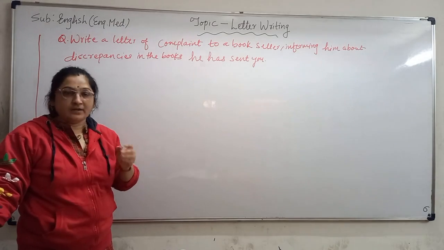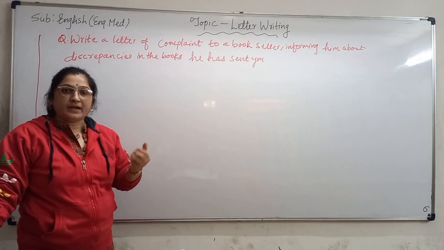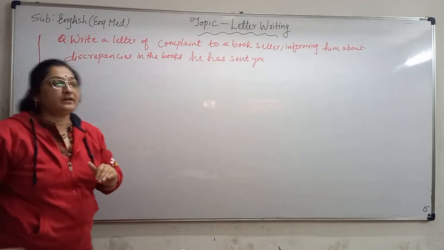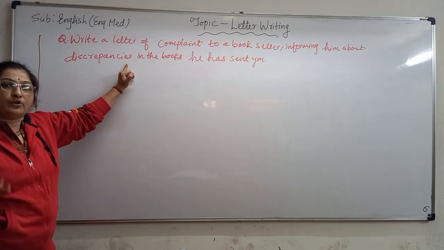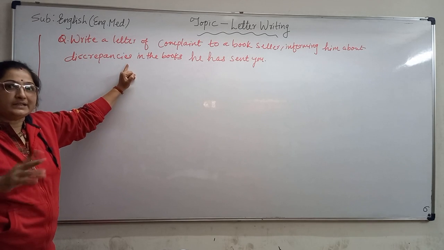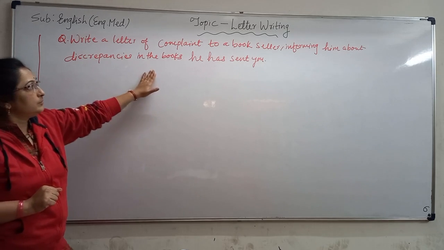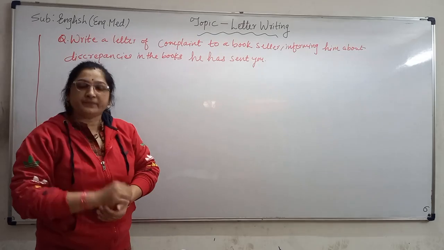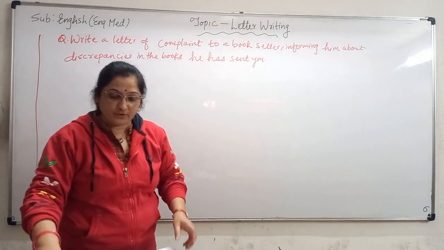Discrepancies, wrong delivery. Suppose you have demanded 50 books from him and he has given only 30 books. So wrong delivery he has made. This is known as discrepancies. Means difference. You have ordered 50 books but you got only 30. So there is a difference of 20 in that. This is known as discrepancies, in the books he has sent you. Now see, as you know the question, you know the format. So write the format or write the letter.